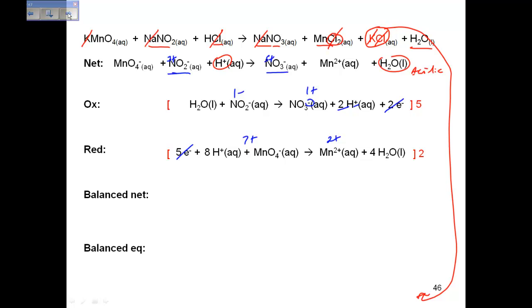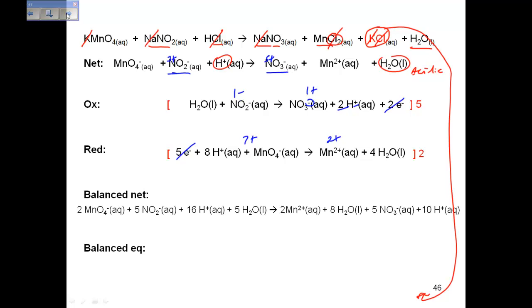And then I have to bring down everything else. Make sure I multiply that 5 times everything. 5 waters, 5 nitrites, 5 nitrates, 10 H pluses. Same thing with the reduction. Bring all that down. It gives me 2 permanganates, 5 nitrites, 16 hydrogen ions, 5 waters, 2 manganese 2s, 8 waters, 5 nitrates, and 10 hydrogen ions. Okay, this is my balanced net.